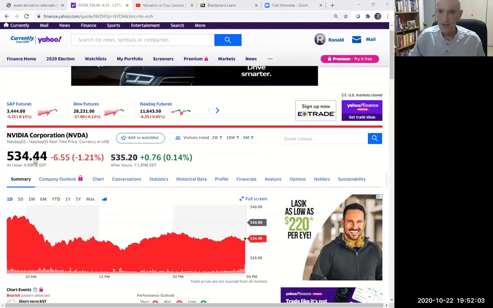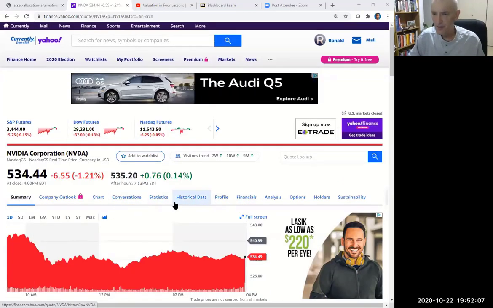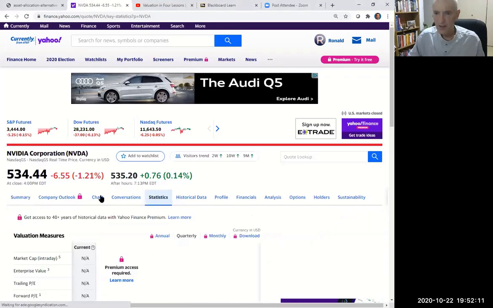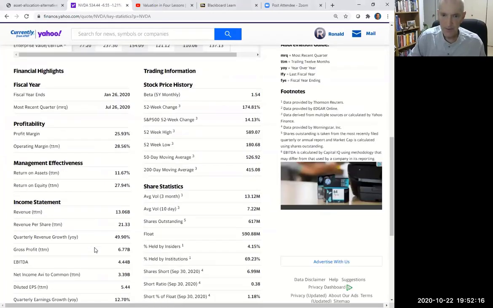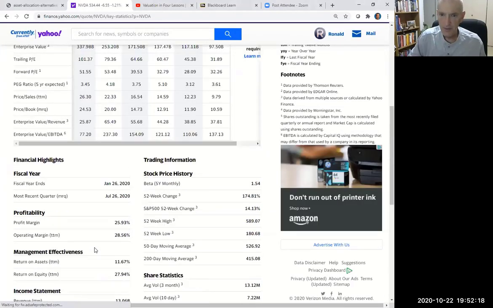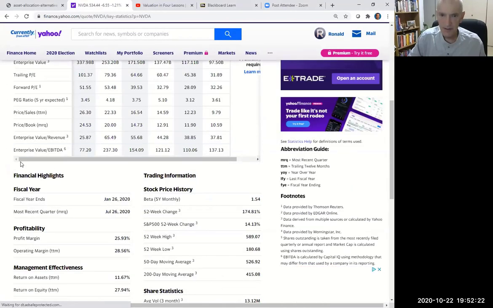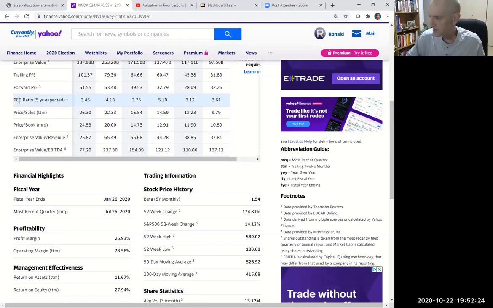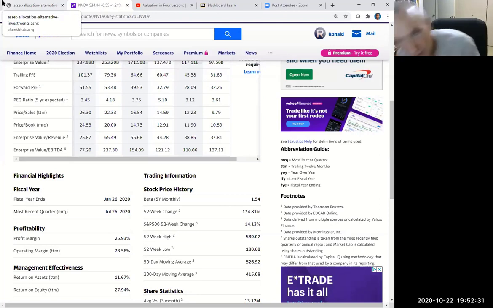All right, so here's NVIDIA. You bring up NVIDIA, and then you go to statistics, and under statistics, it's up here at the top. So you see the PEG ratio right there. I'm going to have to write it down. Let me get a piece of paper. So there's their PEG ratio.